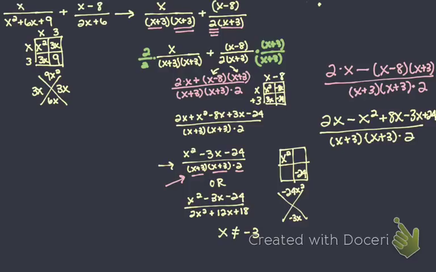From here, I would go ahead and simplify. So I only have the 1x squared term, so I have a negative x squared. I'm going to take 2x plus 8x minus 3x. So 2x plus 8x is 10x. Take away 3x. It's going to be a positive 7x. And then I have a positive 24. All over the quantity x plus 3 times x plus 3 times 2.